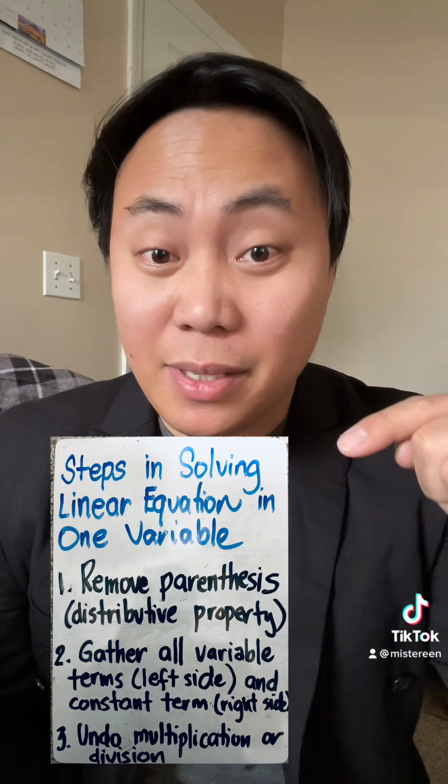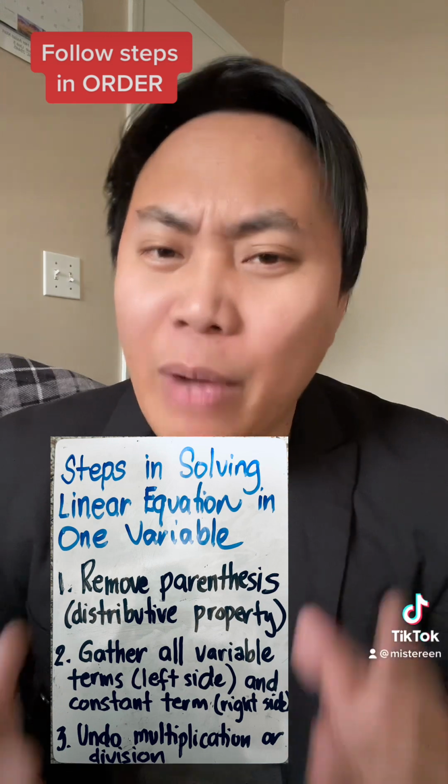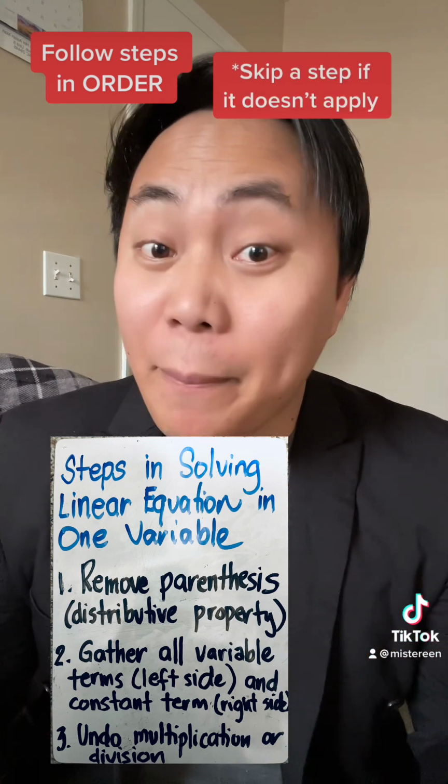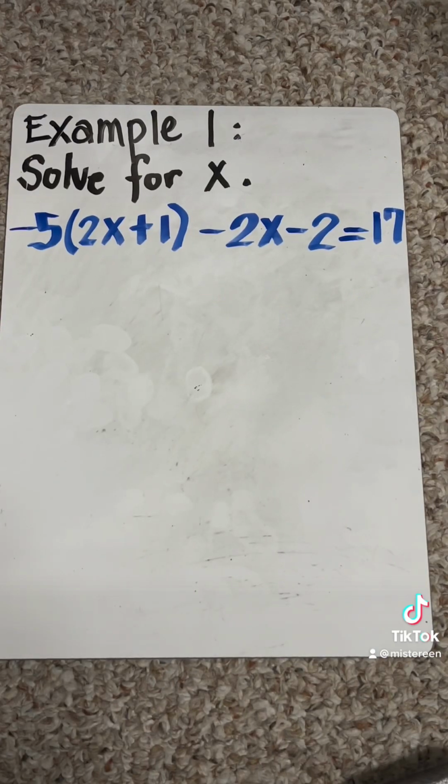So how do you solve a linear equation? Well, it's easy. Just follow these steps. Now remember, you have to follow the steps in order. However, you can skip a step if it doesn't apply to the problem. So in our first example, we have this equation, and we will solve for x. Now, we just need to follow the steps.